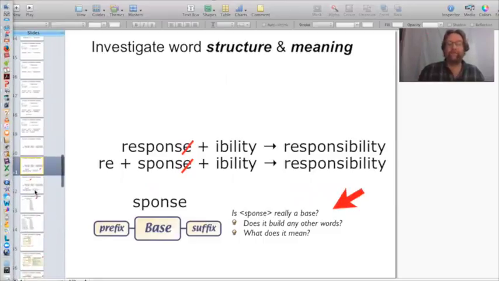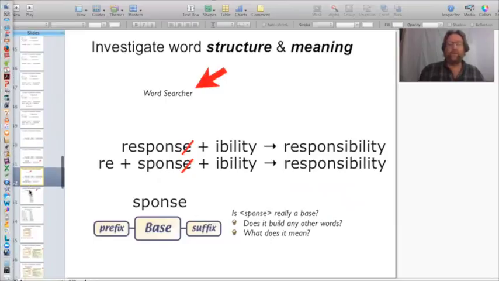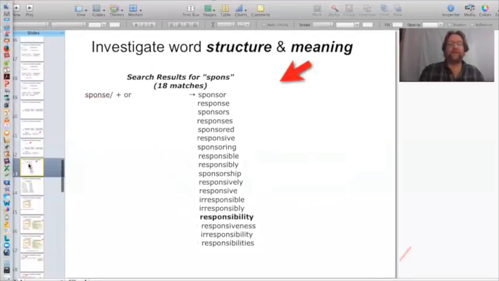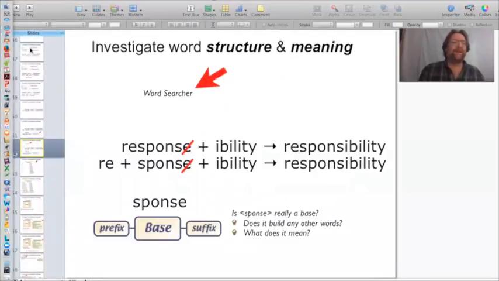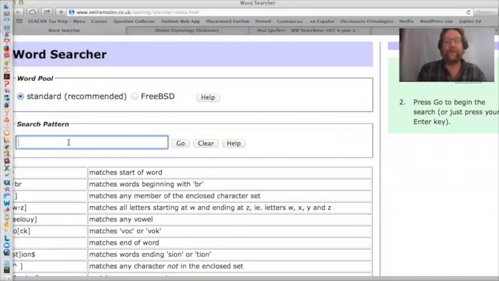So here I am. I have these two ideas, but one problem I have now is, is SPONSE really a base? Or is response the base? Again, it looks so tempting, but I don't want to go deeper than I can prove. So does it build some other words? And what would it mean anyways? Well, one place we could go is the word searcher. And when I go there, if I type in SPONSE, look what I get.